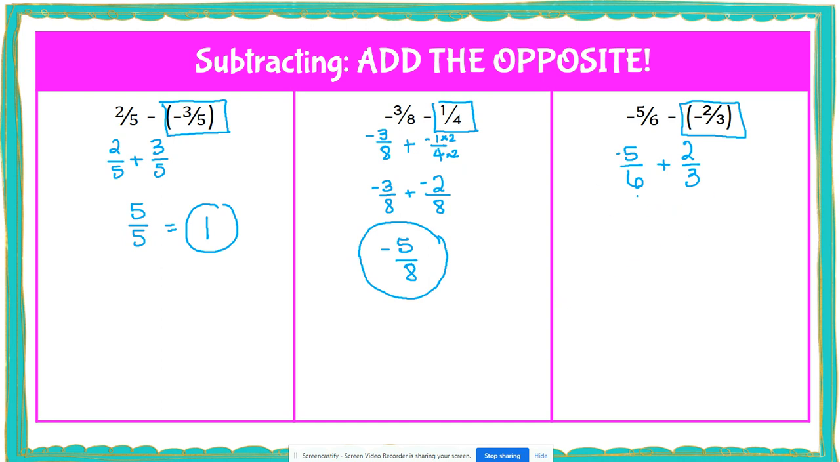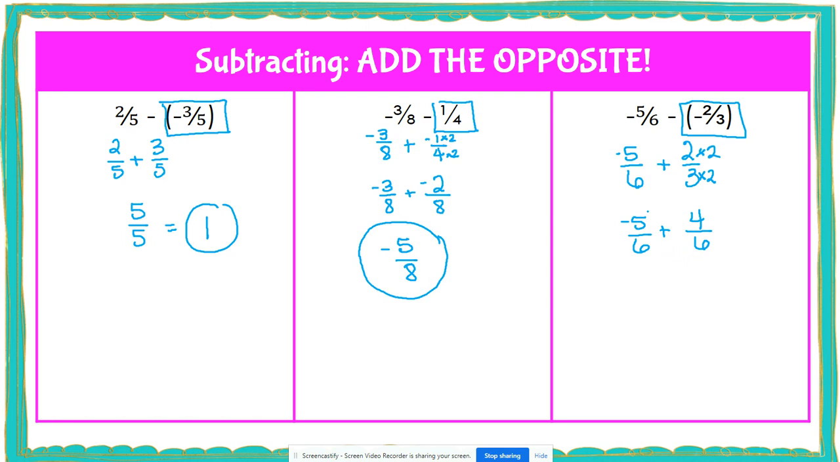Now I know that I'm adding these, and I know that I need to have common denominators to be able to add. When I look at these, I see that the least common multiple for 6 and 3 is going to be 6. That means that negative 5/6 will not have to change since it already has a denominator of 6. But 2/3 will have to change so that it does have a denominator of 6. To get from 3 to 6, I would multiply by 2, which means I would also need to multiply my numerator by 2. 2 times 2 will give me 4. So now my problem says negative 5/6 plus positive 4/6.